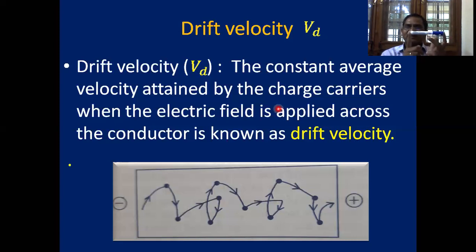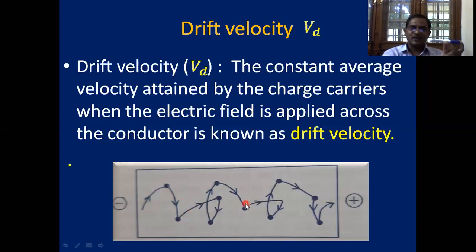When the conductor is connected to the terminals of the battery, or when the potential difference is applied across the ends, these free electrons attain a constant speed. Then they move with that speed, they drift with that constant speed. That speed is called drift speed, and the velocity is called drift velocity. Due to the drift velocity, the electrons move along a curved path, as shown in this figure.